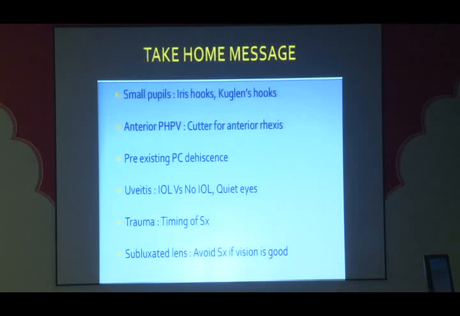To summarize, if you have small pupils, you can use iris hooks through a 26-gauge needle opening. If there is a fibrous capsule, a rhexis with forceps is not possible. Please use the cutter or the vitrector for the rhexis. If you have a traumatic cataract with a pre-existing dehiscence, have your vitreoretinal colleague in place, but most of the time you can do it from the anterior approach. In uveitis, remember IOL, acrylic, in the bag; otherwise, in the sulcus, no IOL. And make sure the eyes are quiet perioperatively.